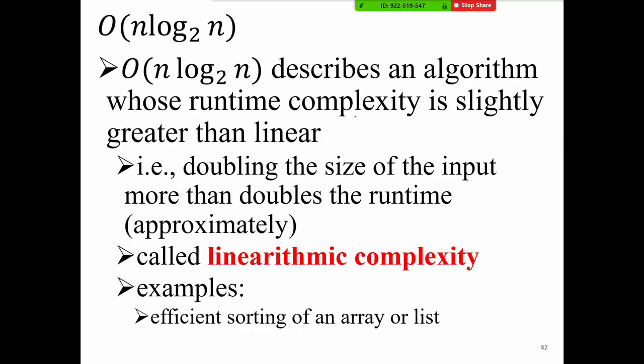N log n is a linear-logarithmic time complexity. It's a linear times logarithmic time complexity. It's worse than linear, and worse than logarithmic, but it's better than n squared. And this is efficient for sorting an array. Most of the algorithms for sorting an array or a list are actually n log n algorithms.